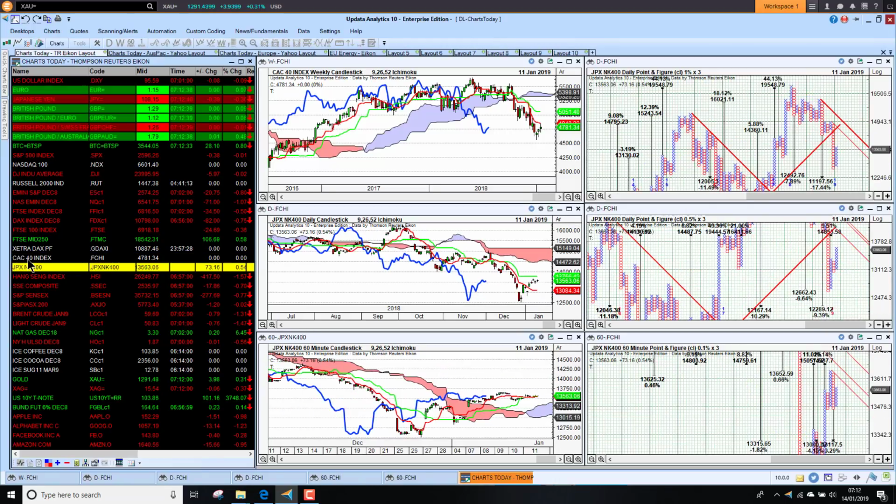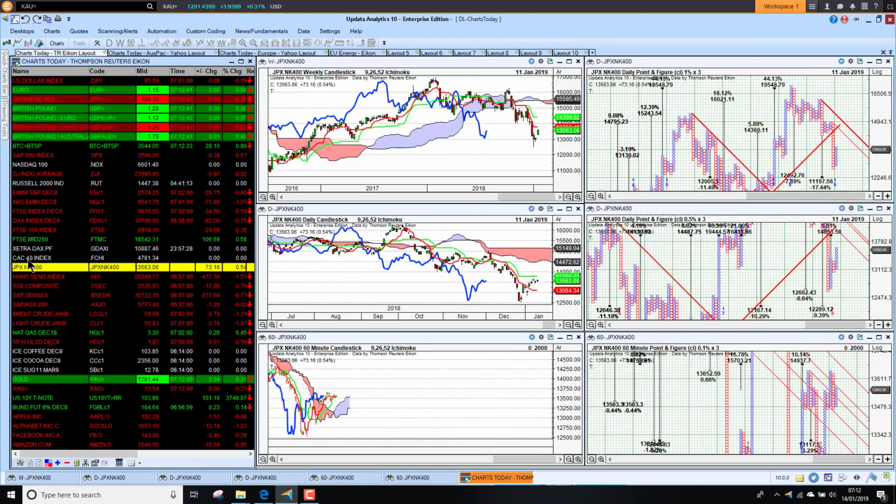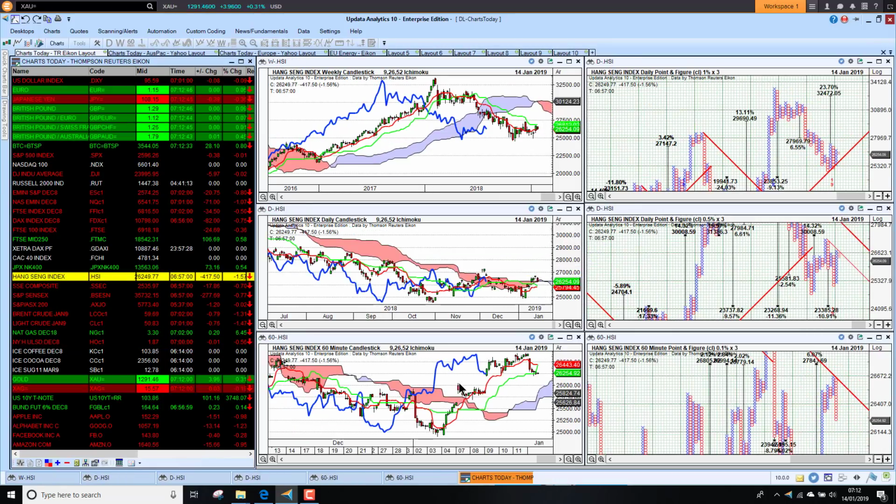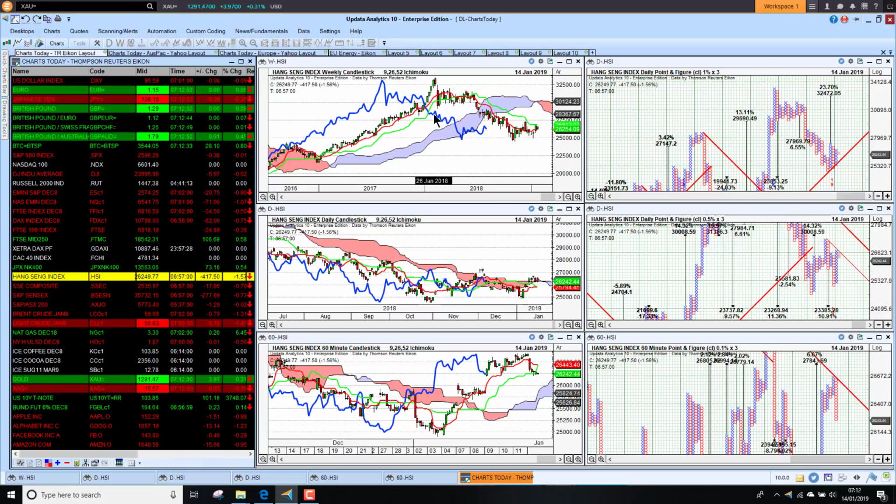Looking at the Japanese market, we're bearish here too, and the Hang Seng had a fall of 1.5% overnight. We'll look at the individual stocks shortly, but that is clearly in bearish territory with a downside target of about 11%.